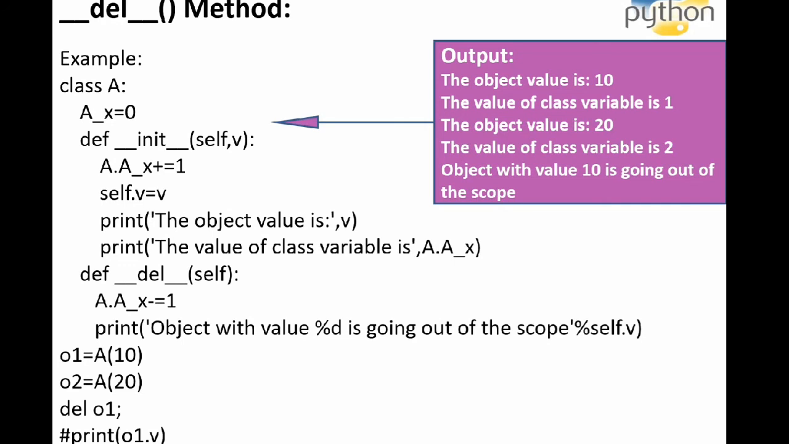And in the next line, I said o2 equal to A(20). Again, the init method is automatically called. Inside the init method, now I'm incrementing a_x further.